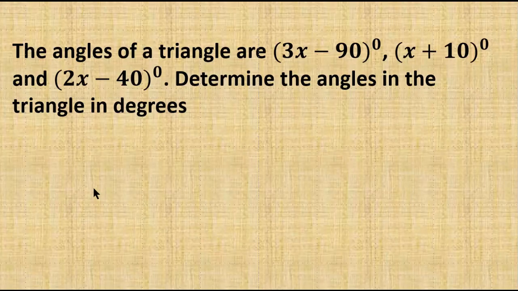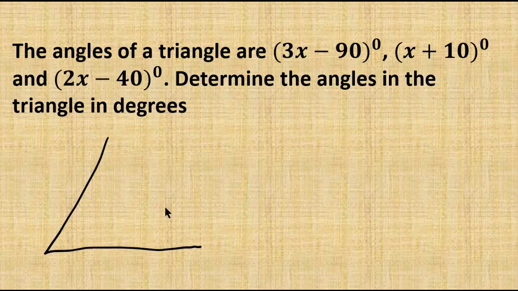Now, our question says the angles of a triangle are 3x minus 90, x plus 10, and 2x minus 40. The first thing I want to do is to draw this triangle. Here is my triangle. Let's label the triangle as A, B, and C.